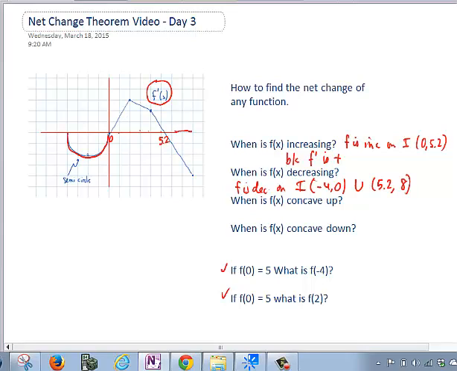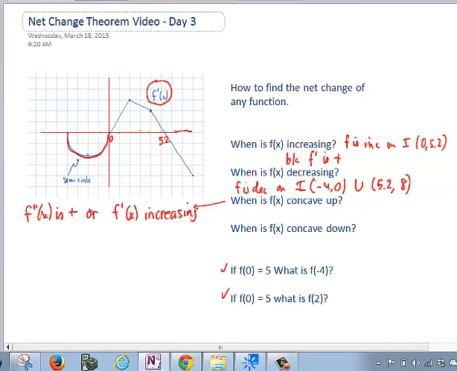This is a graph that I made up just to represent one of the possible functions they could give you on the AP test. When is this function concave up? Well, concave up can be described in two ways: when f prime prime of x is positive, or when f prime of x increases. That's a legitimate reason to give the AP readers.